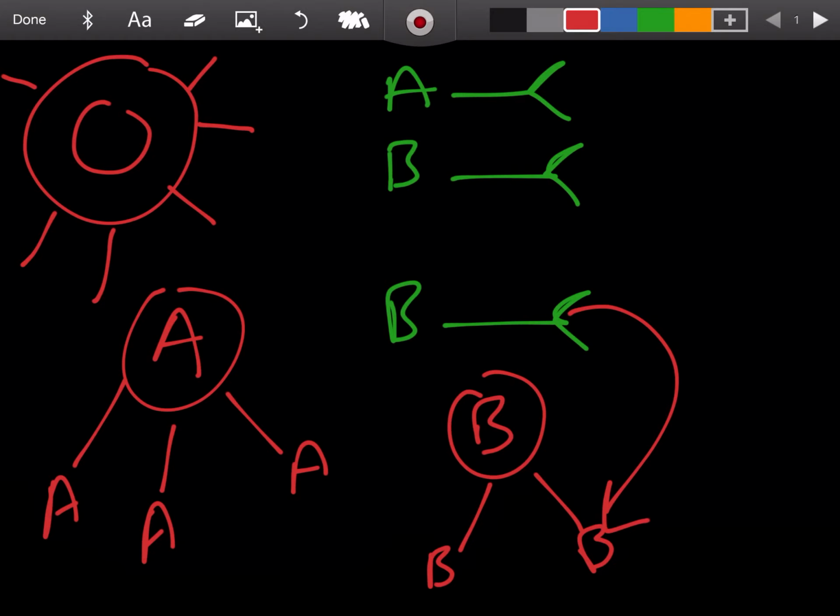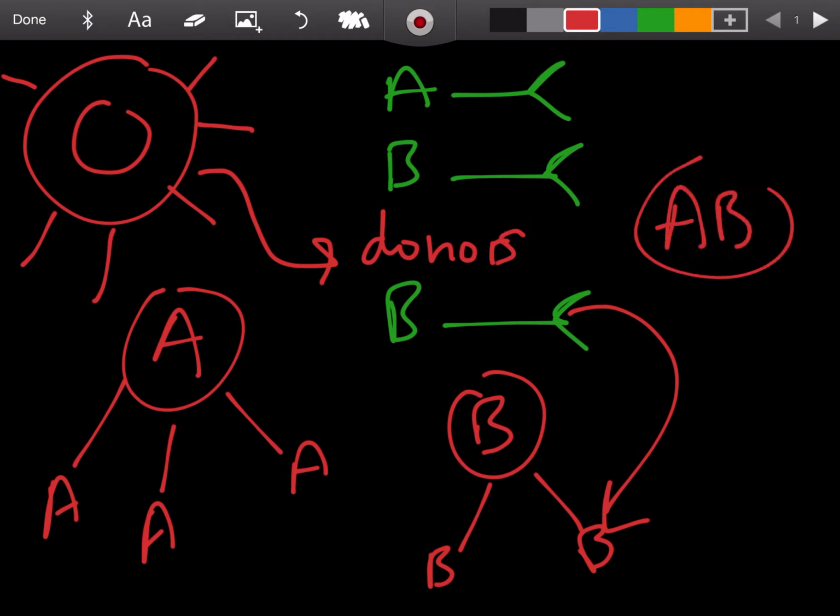Okay? So this is why we call the O blood type universal donors. They can donate this blood to anybody because it's safe. It has no antigens on it. And ABs are universal acceptors because they have no antibodies in their blood. They can accept blood from anybody. Pretty cool, huh?